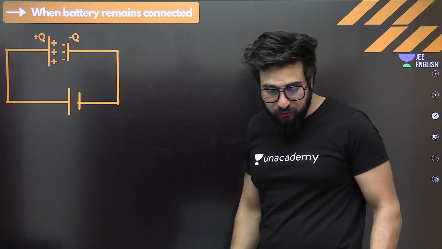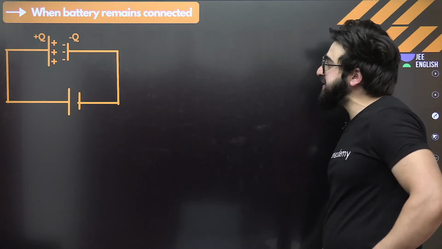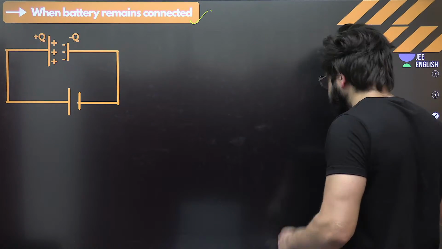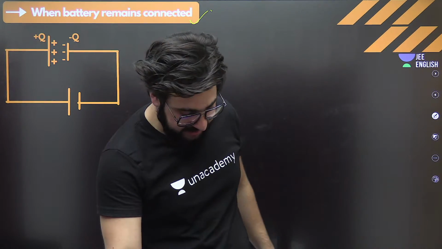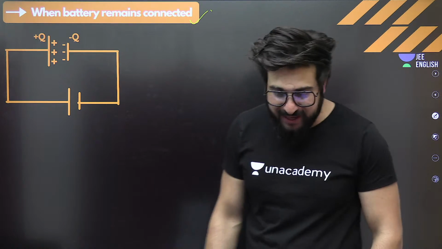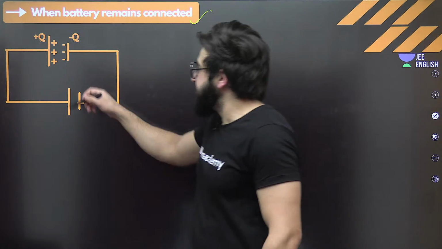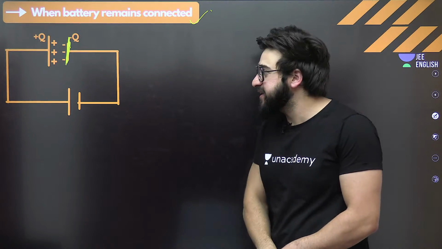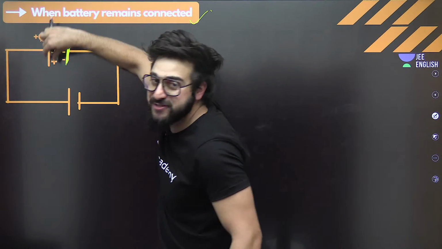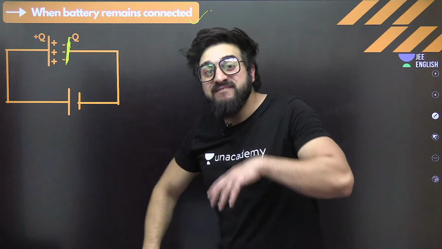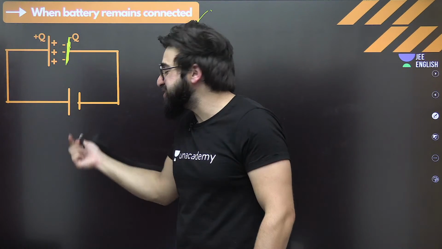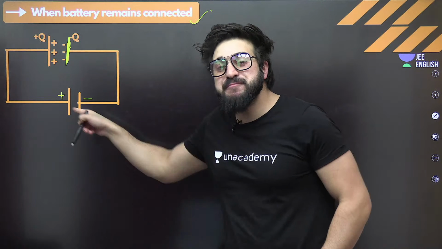Now the second case is when the battery remains connected. When the battery remains connected, what happens? We are placing the dielectric in this one. The battery is connected, which means the potential will be the same, positive and negative, whatever it is. In this case the potential will be the same.